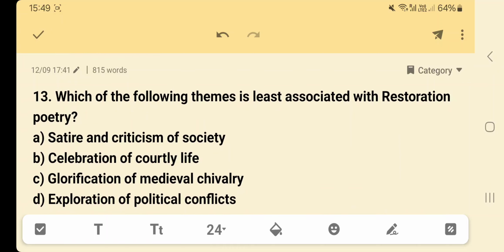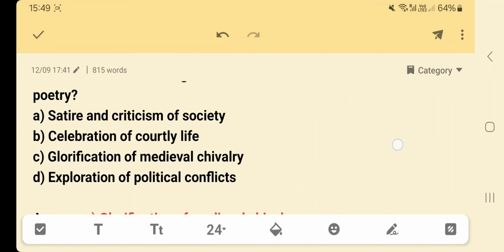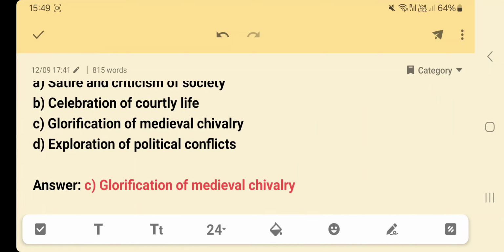Which of the following themes is least associated with Restoration poetry? Option A, satire and criticism of society. Option B, celebration of courtly life. Option C, glorification of medieval chivalry. Option D, exploration of political conflicts. Answer: option C, glorification of medieval chivalry.